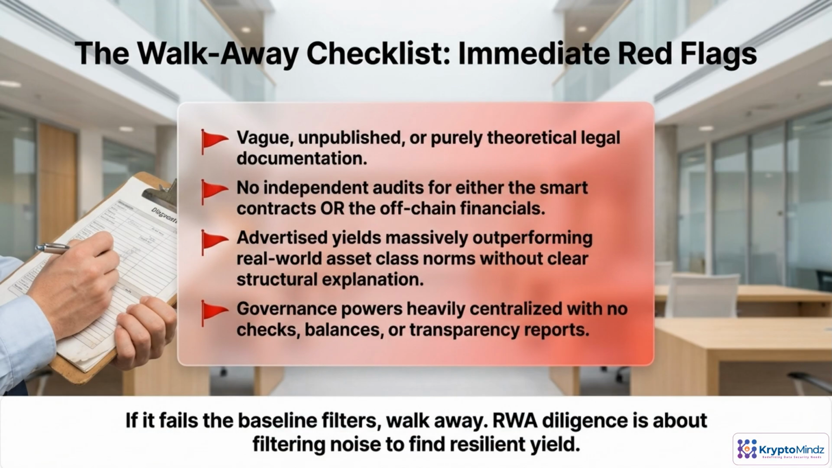Use these checks as hard filters, not soft suggestions. If the legal docs are fuzzy or missing, you don't need more research. If nobody independent has audited either the contracts or the books, assume the risk is mispriced. If yields massively beat normal market rates with no solid explanation, you're being paid to ignore something. And if power is hyper-centralized, you're funding trust, not code. When in doubt, step back and protect your capital.